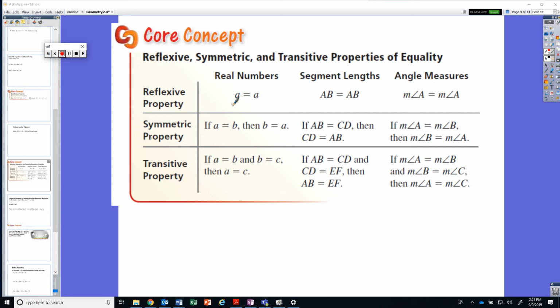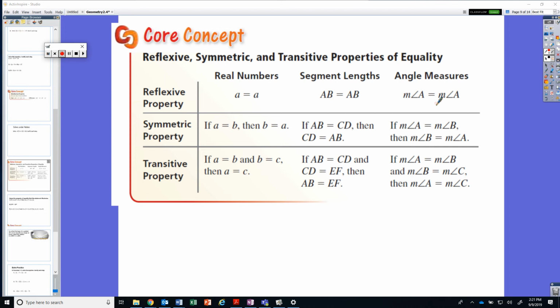And think about what you notice in each of these three scenarios. A equals A, AB equals AB, a measure of angle A equals a measure of angle A. What are you noticing in those three different scenarios? Well, hopefully you're seeing that the left side of the equation is the exact same thing as the right side.